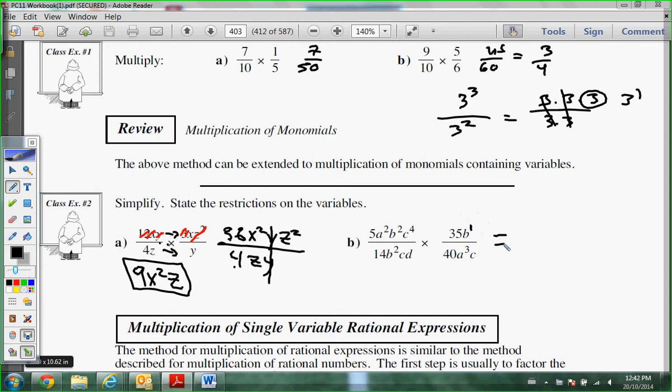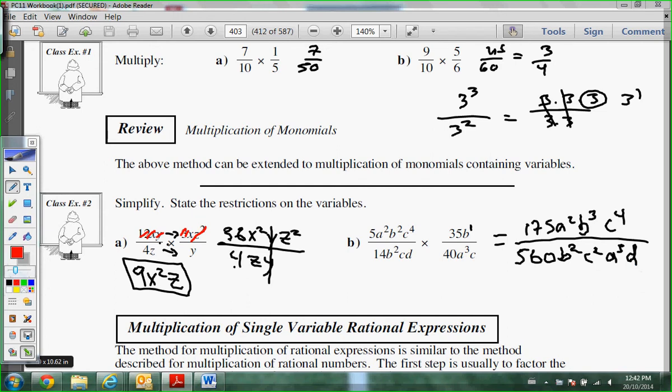5 times 35 is 175. a squared, b cubed, c to the 4. That's my top. 14 times 40, is that 560 maybe? Yeah, 560. b squared, there's no b over here, so it stays b squared. A c and a c makes a c squared. There's a d and then an a cubed. Order doesn't matter. I know you probably want to write it a, b, c, but it doesn't matter.